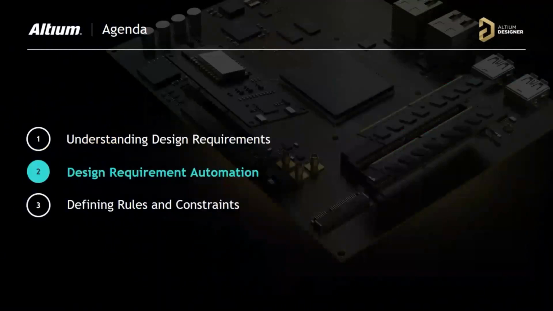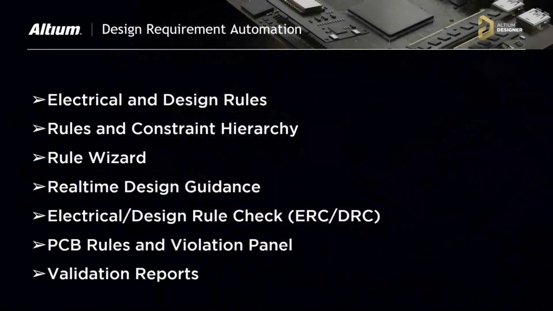And the next one is we are going to talk about design requirements automation, and how this automation helps in meeting your design requirements. If you look at the design requirement automation, we have logical side electrical rules and PCB side design rules. The rule and constraints hierarchy allows you to organize things by prioritizing them within each category and helps you to establish a scope. You can talk about the rule wizard to create a rule quickly, with real-time design guidance. These rules allow you to create things automatically. As you route through the board, if you set it up properly, you can see the rule checking in the PCB. We are focusing on DRC today and also doing an electrical rule check on the schematic side.